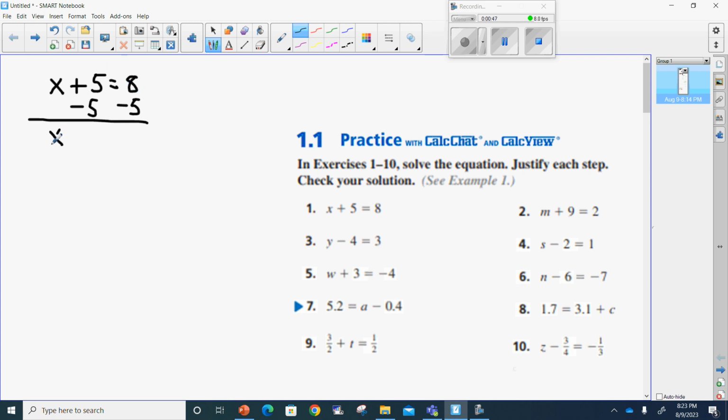The x comes down because we didn't get rid of it at all. 5 minus 5 is 0. We're not going to bring that down because anything plus 0 is itself. And 8 minus 5 is 3, and that means x equals 3. All right, we're going to work the rest of these pretty quick here.